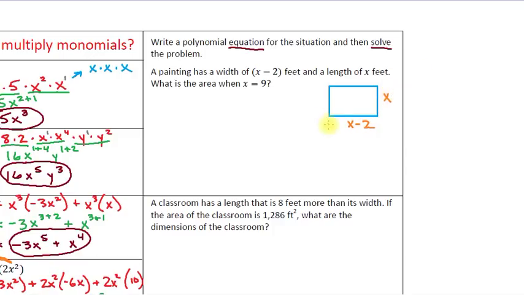Now you probably wonder, well, how did I know to put x minus 2 here and x here? It really makes no difference. I could have put x minus 2 here and x on this side. It doesn't make a difference as long as I know this is width and length. So one dimension is going to be the width and one dimension is going to be the length. It doesn't matter whether you flip these around or you label this side and this side. It doesn't make any difference.